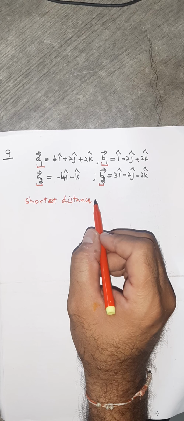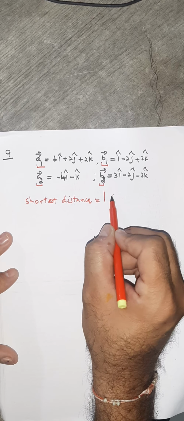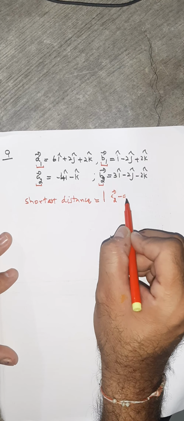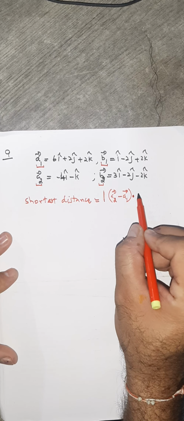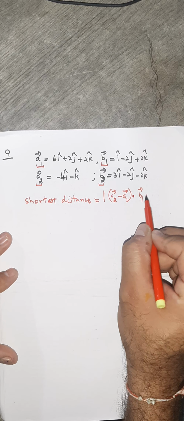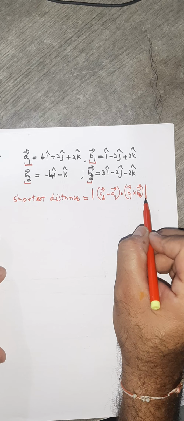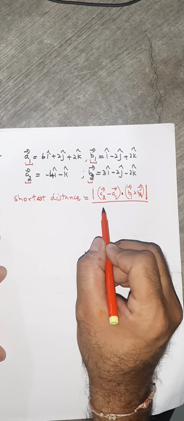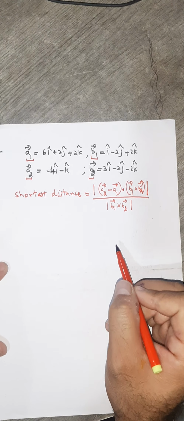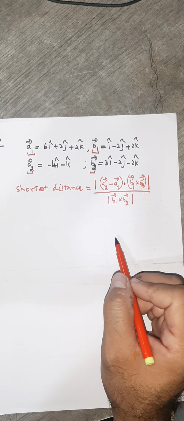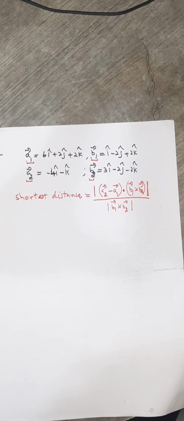It is given by this formula. Inside the modulus, the difference of the two fixed vectors dot the cross product of the two directions, b1 cross b2, upon its magnitude. Magnitude of what? Just the cross product of these two, b1 cross b2. This is the formula. We had a number of such questions earlier. There is one more question in that direction, remember.